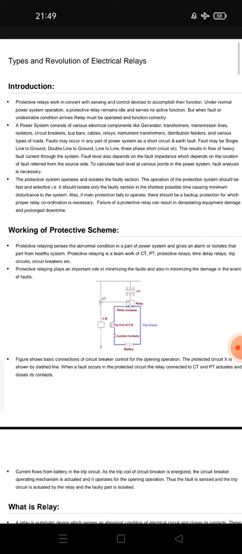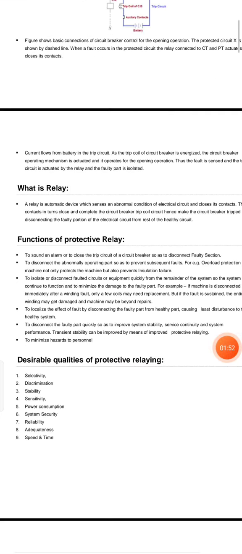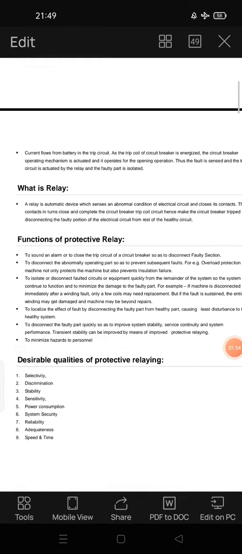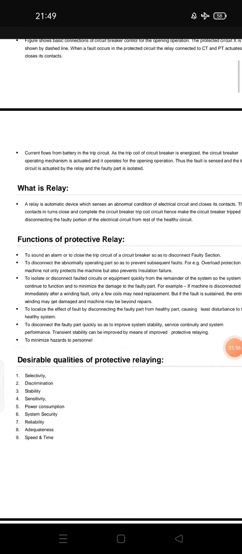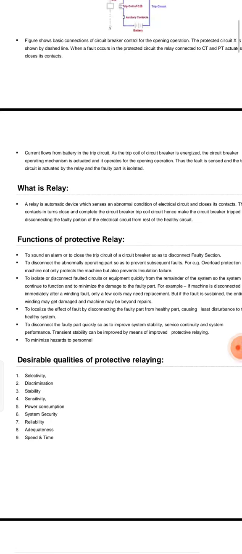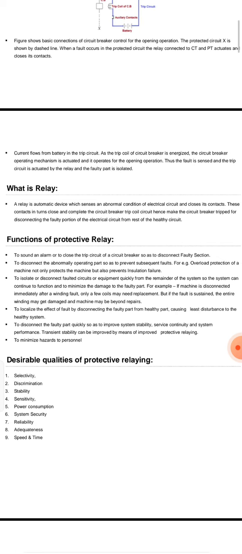When the fault occurs, the protection circuit relay, connected to the CT and PT, activates and closes its contacts, current flows, and the trip coil of the breaker energizes the circuit. The operating mechanism operates and performs the opening operation. The fault is sensed, the trip circuit is activated by the relay, and the faulty part is isolated.